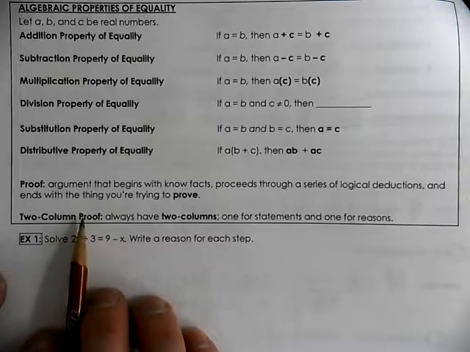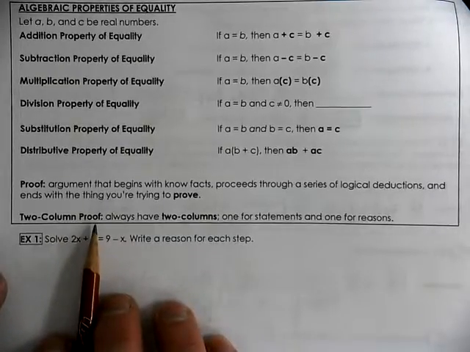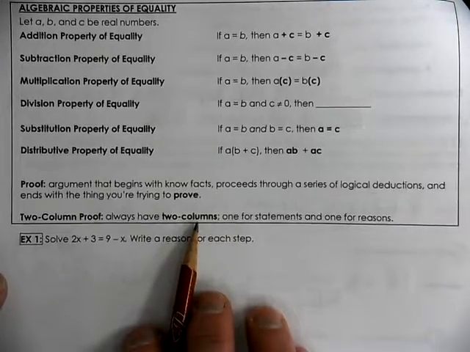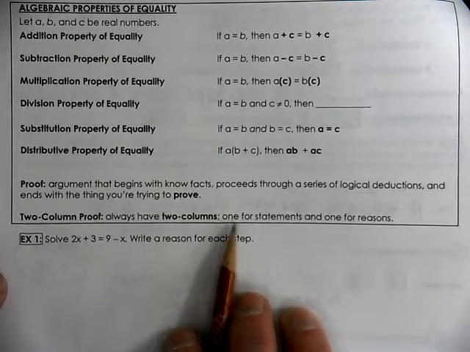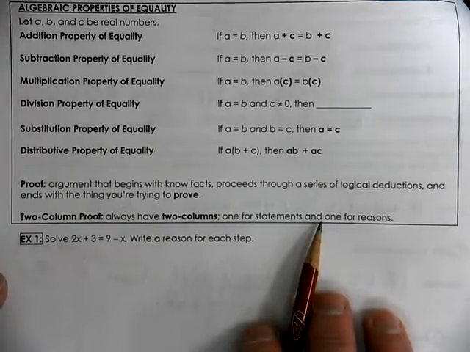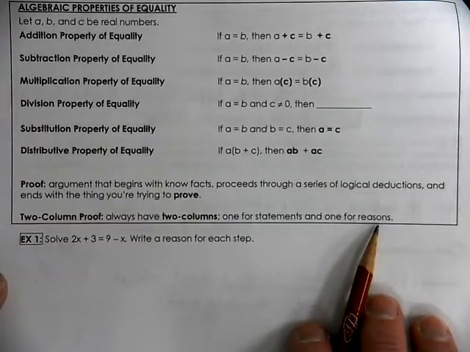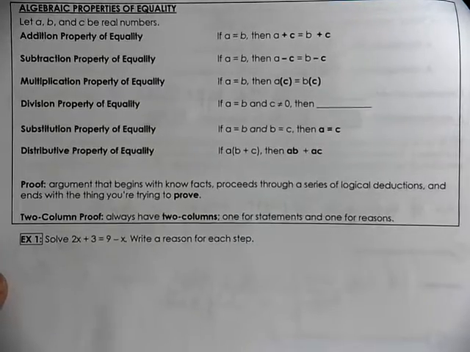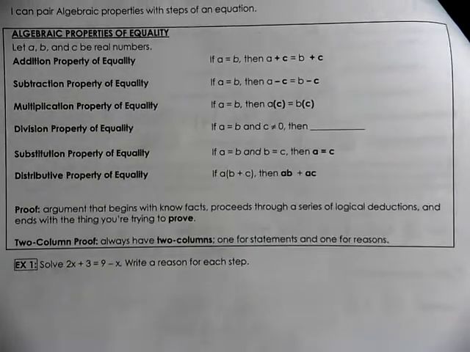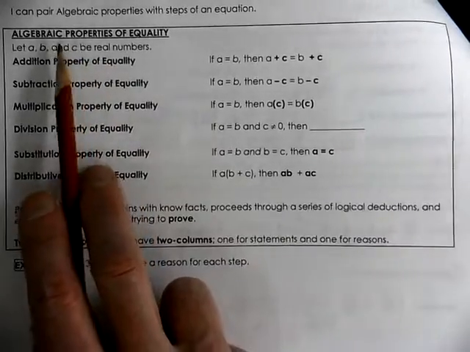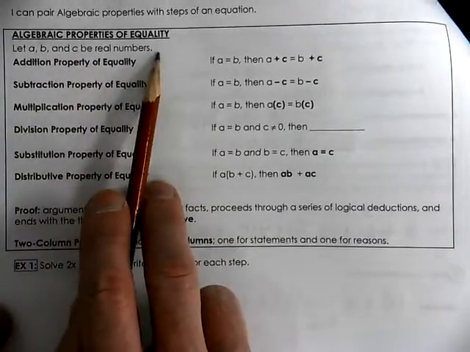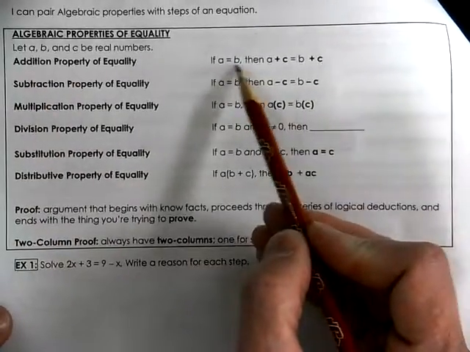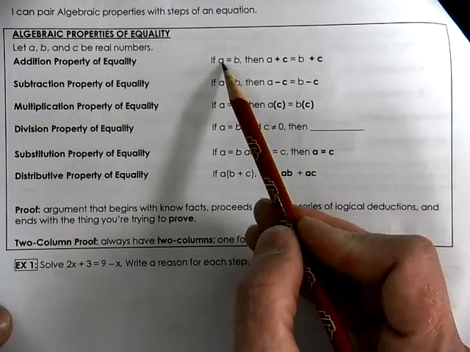We're going to do something called a two-column proof. A two-column proof always has two columns, believe it or not. One column is for statements, the other column is for the reasons. Statements and reasons. So we're going to talk about the algebraic properties of equality. So here we have two items.